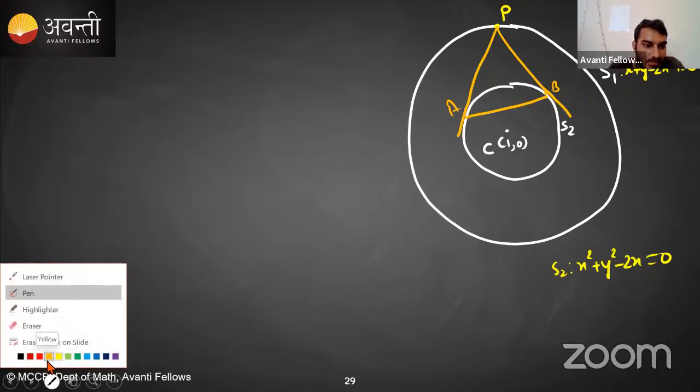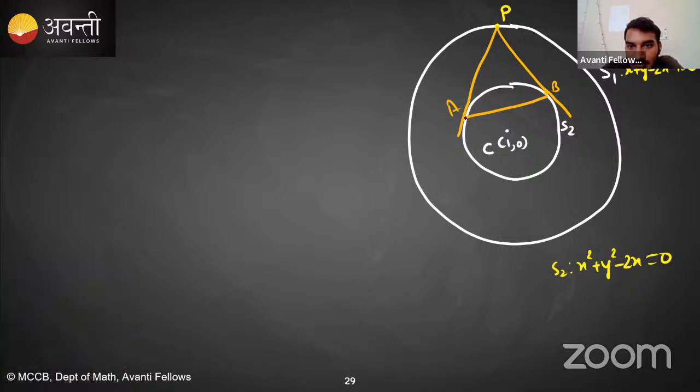This is the triangle CAB. This triangle.